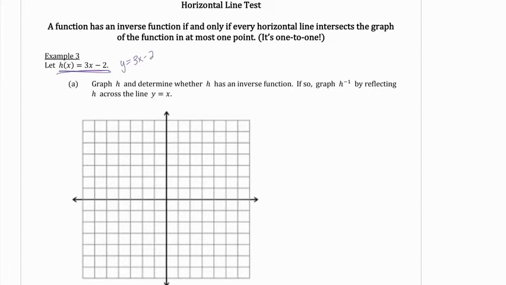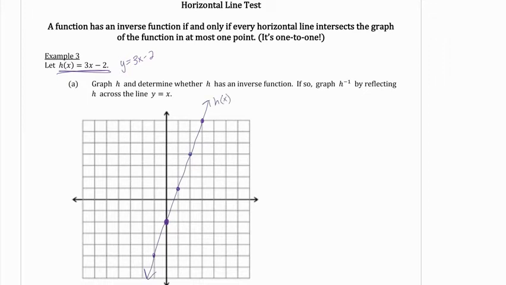To graph that, we plot our y-intercept, which is negative 2. And then we're going to use our slope, so I can go up 3 to the right 1. I'll go all the way across the graph, or I could go down 3 to the left 1, right? So then if I draw in my line there, that was not a good line. Try that one more time. Draw in my line. That's a little better. That is our h of x, right?